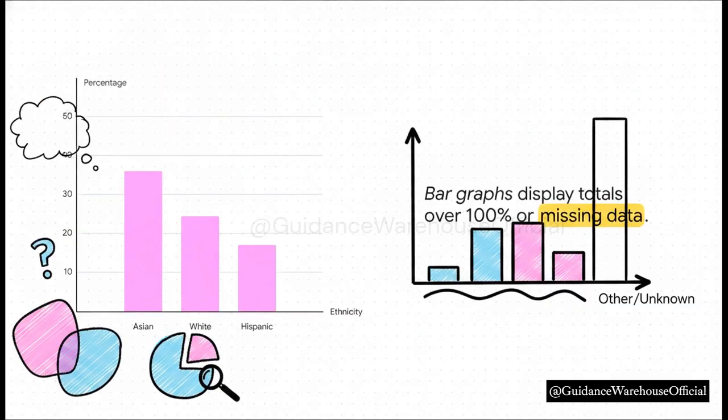But let's look at a totally different scenario. What happens if your percentages add up to more than 100% because people are allowed to select more than one category? Or what if you have missing data, like an other or unknown category where people just decline to respond? In those situations, a pie chart is completely mathematically invalid. You have to use a bar graph instead. Bar graphs let you display those frequencies and percentages accurately, even when the totals don't neatly add up to 100.